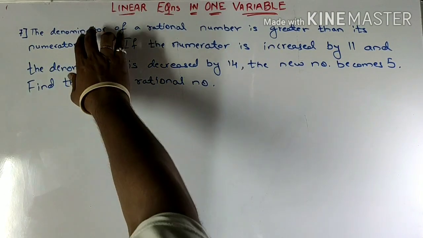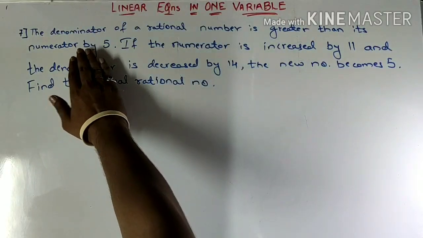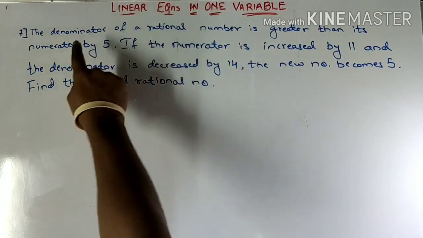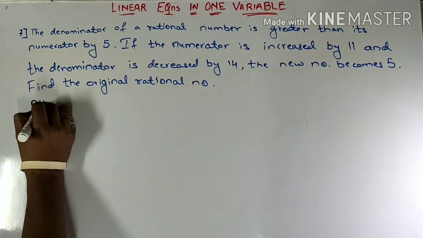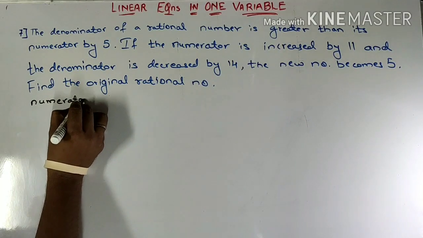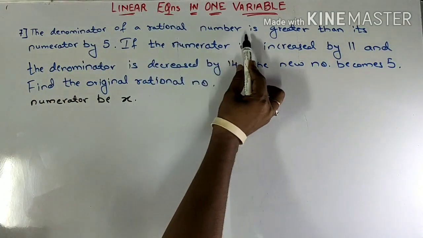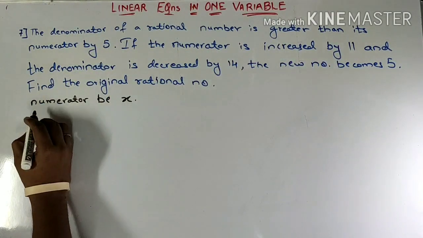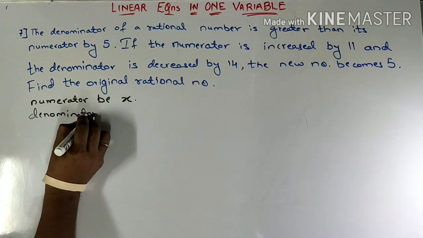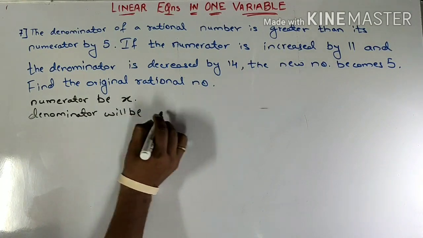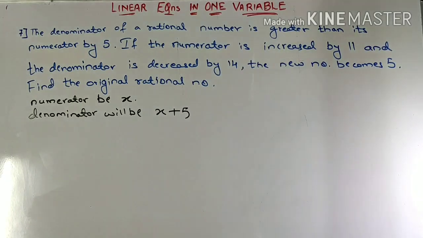Here the relation between a denominator and a numerator is given. The denominator of a rational number is greater than its numerator by 5. So the denominator's relation to the numerator is given. So assume the numerator of the rational number to be x. The denominator of a rational number is greater than its numerator by 5, so the denominator will be x plus 5.